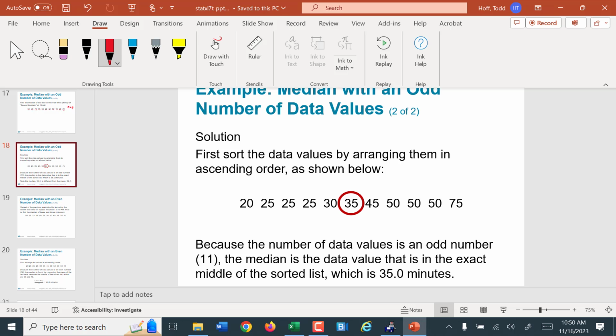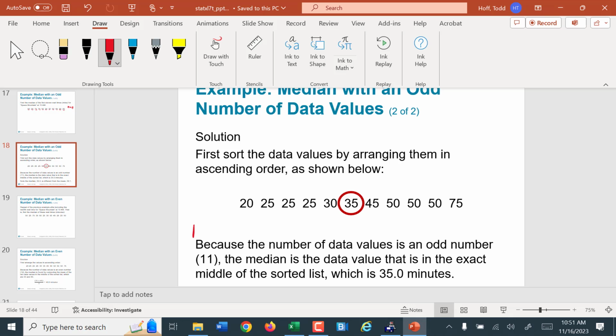Now they've already circled 35 because 35 is in the middle. Because there's only 11 data points here, it was pretty easy. You could cross off the smallest and largest, smallest and largest, and so on, and you work your way into the middle to get the 35. But what if it's a bigger data set? If it's 30 or 40 data points, we don't want to be crossing off smallest and largest.